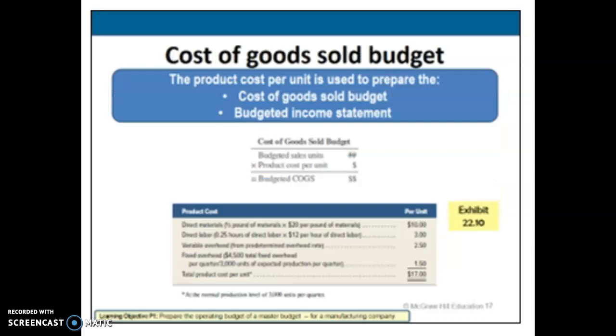All right, next we have our cost of goods sold budget. The product cost per unit is used to prepare the cost of goods sold budget and the budgeted income statement. We can see here we have both. The cost of goods sold budget gives us the cost for the period. We have our budgeted income statement, which summarizes the expected income from our budgeted activities.